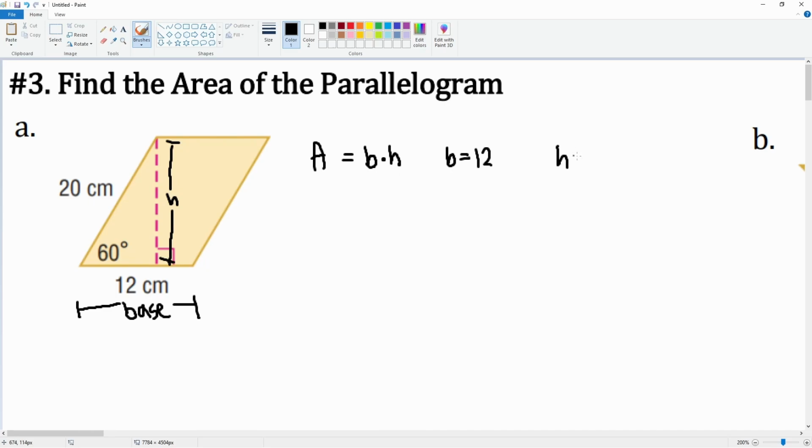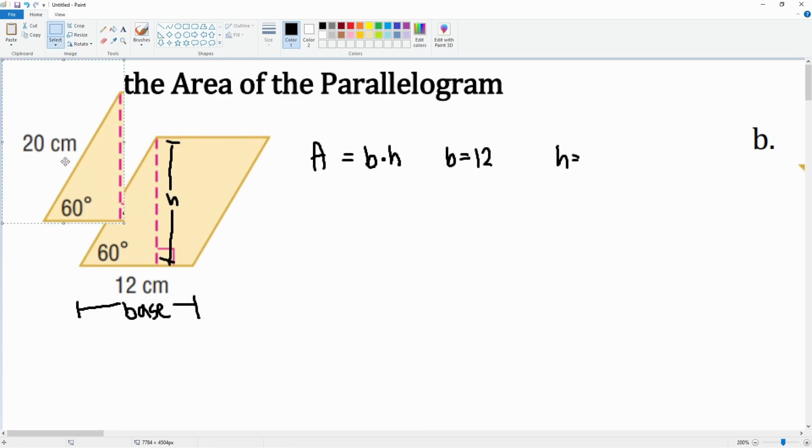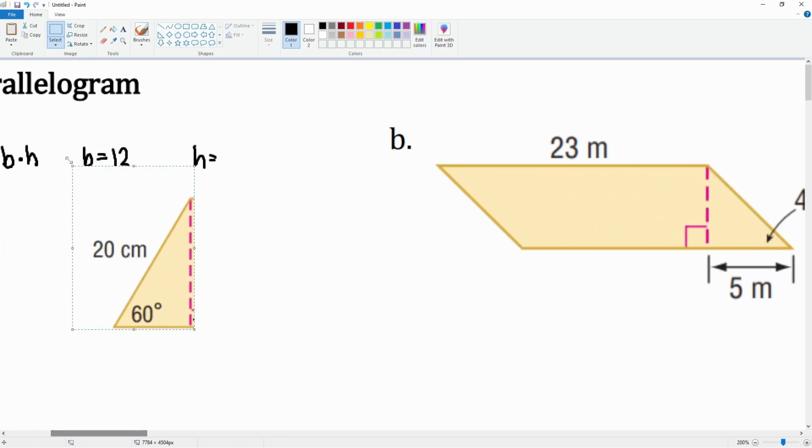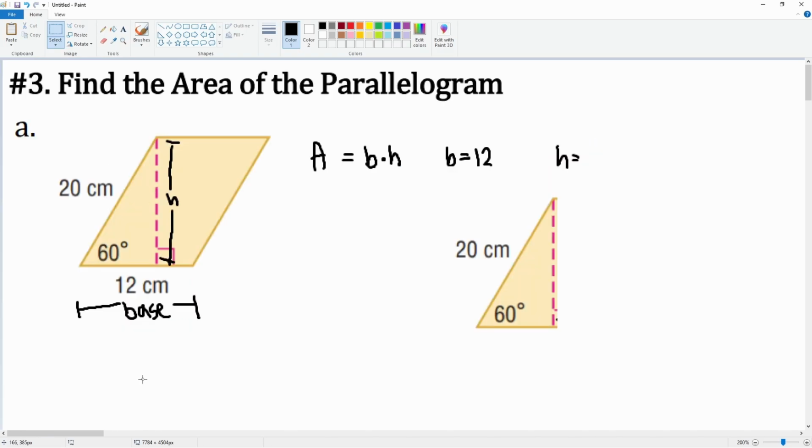Do we know the height? No, the height is unknown here. The fact that the height is unknown, we have to figure out a way to get it. So we have this triangle though. The fact that we know this triangle, we can potentially solve for the height here.